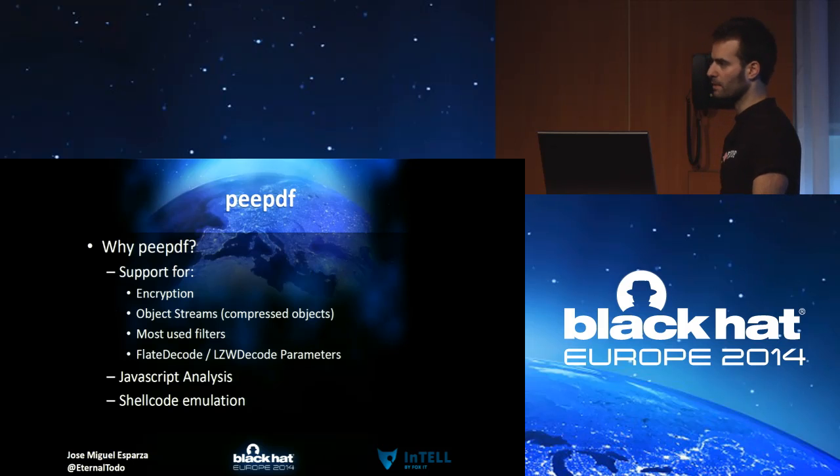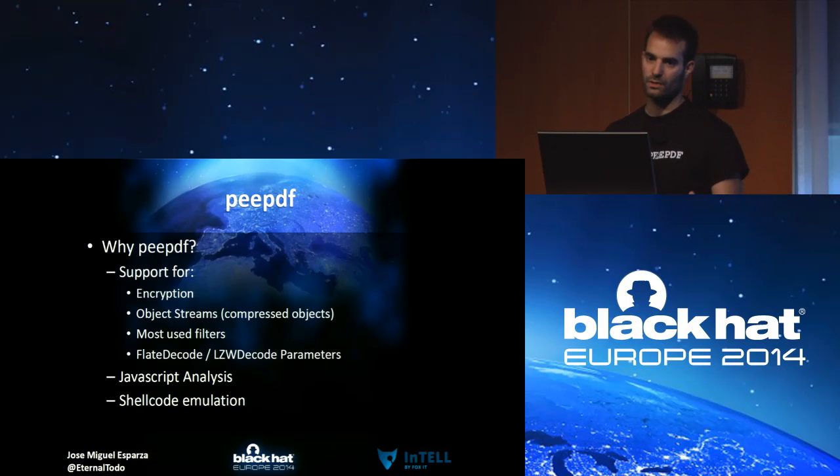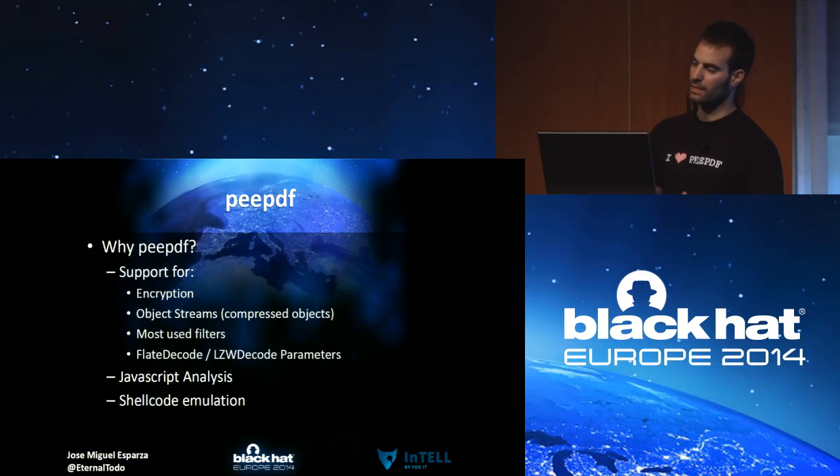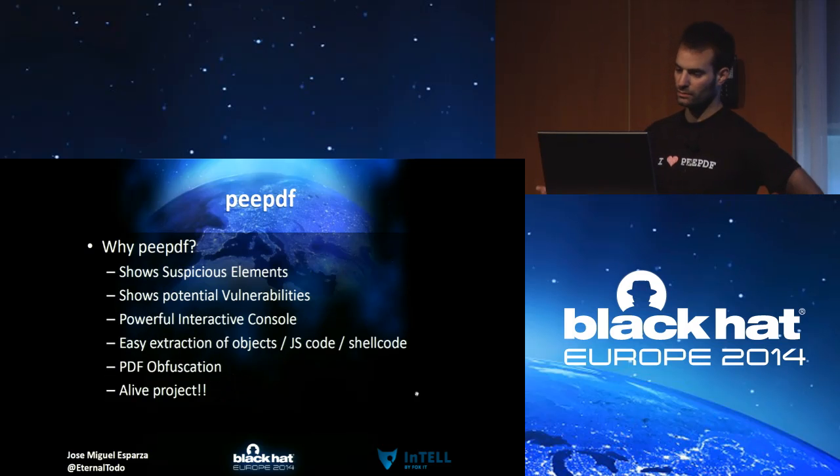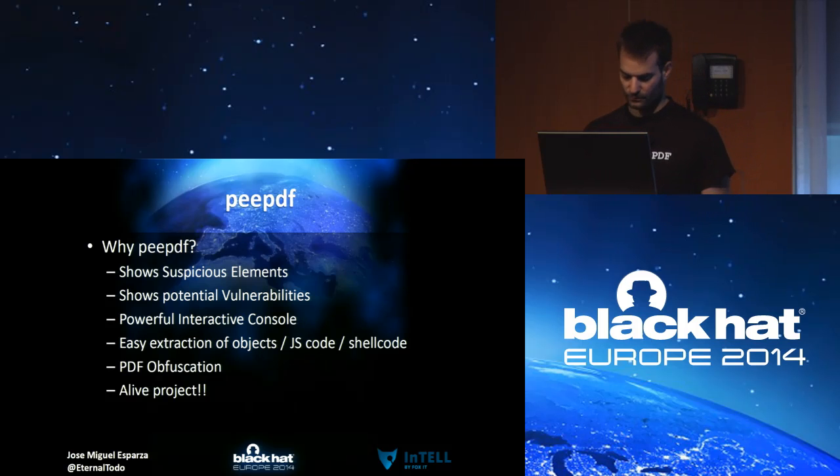It includes JavaScript emulation, shellcode emulation with PyLibemu, JavaScript analysis with PyV8, and it can check the object streams objects that are compressed inside the PDF file. It can check strings with parameters in the filters. That is something that you can use also to obfuscate the files. So it contains a lot of things. Also, it supports encryption.